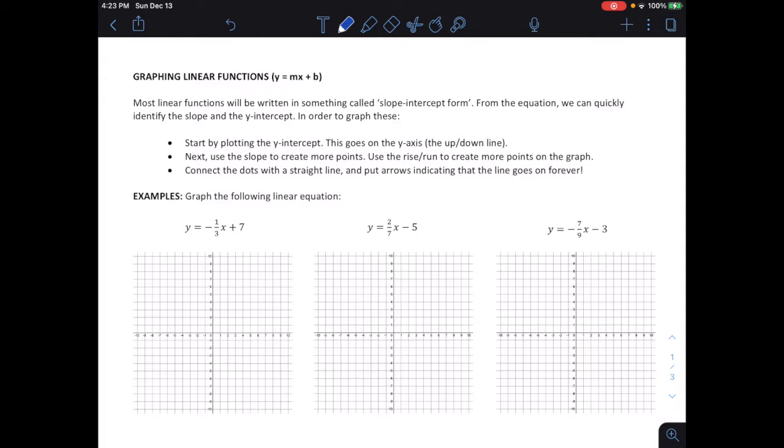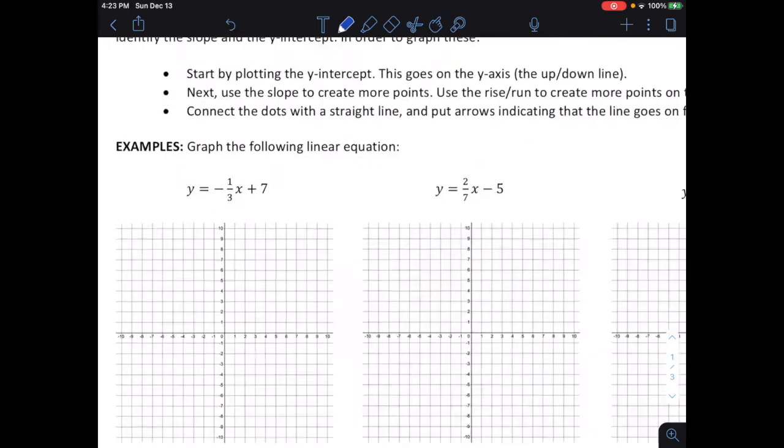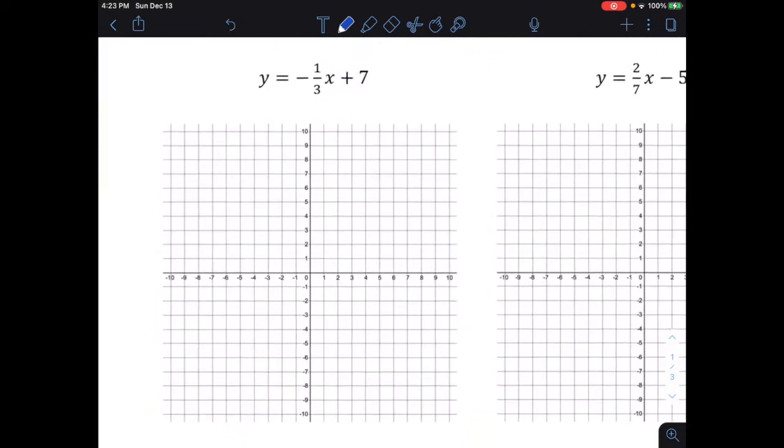And so last time when we would find the equation, all we did was we found the y-intercept, and then we found our slope, and then we were able to write the equation. Well, this time we're going to do it backwards. So we are going to plot our y-intercept, and then we're going to use our slope to find more points. Okay, so let's just go through these, and I think you'll get the hang of it.